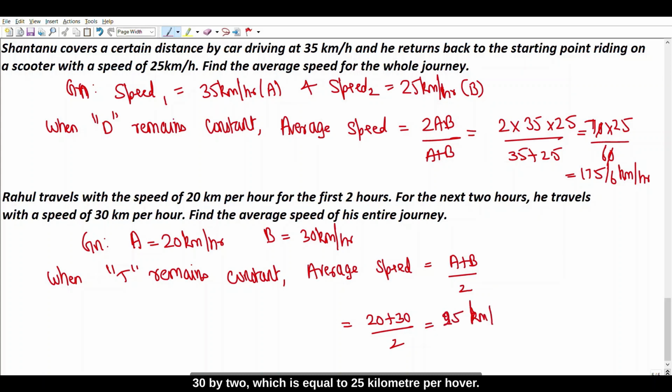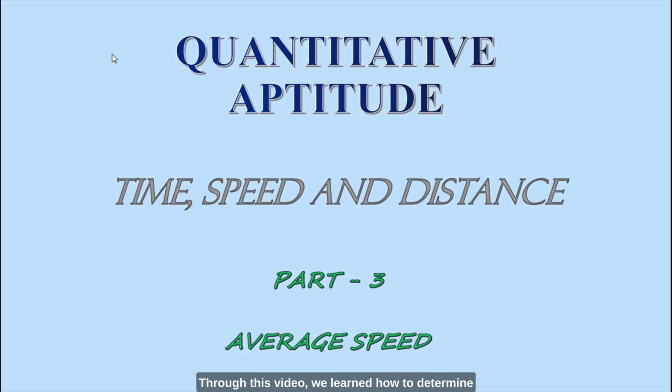kilometers per hour. Therefore, it is very simple that when distance remains constant, average speed is equal to 2ab divided by a plus b, and when time remains constant, average speed is equal to a plus b by 2. Through this video, we learned how to determine the average speed depending upon various scenarios. Problems were solved via shortcut and traditional methods. Viewers can choose any method depending upon their convenience.